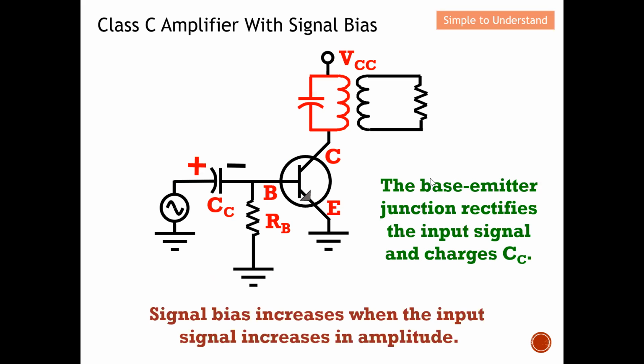Over here, the base-emitter junction rectifies the input signal and charges this CC. Because of time constraint, I probably cannot describe the Class C amplifier again. Again, please see the video. So when the signal bias increases, when the input signal increases in amplitude.